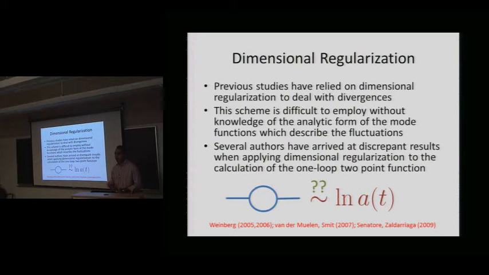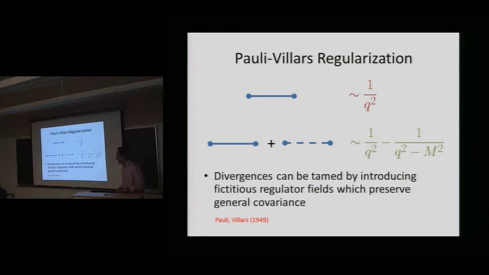Furthermore, when dimensional regularization has been employed in cases like slow roll inflation or pure de Sitter expansion, people have arrived at different results. People have disagreed specifically about whether factors of log a appear in these loop corrections. So it might be nice to have another way to approach this problem. And one other way to approach it is Pauli-Villars regularization.